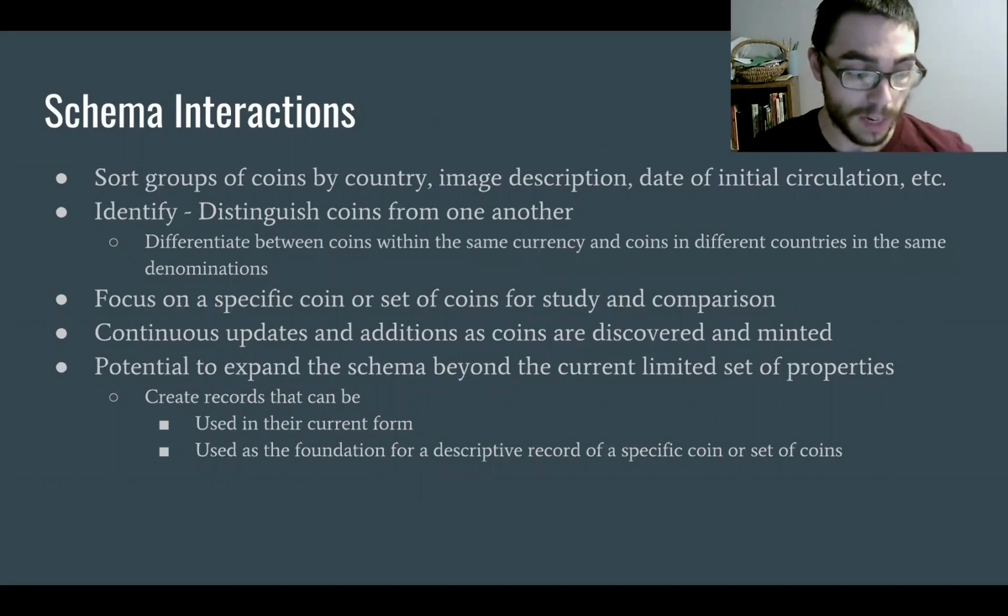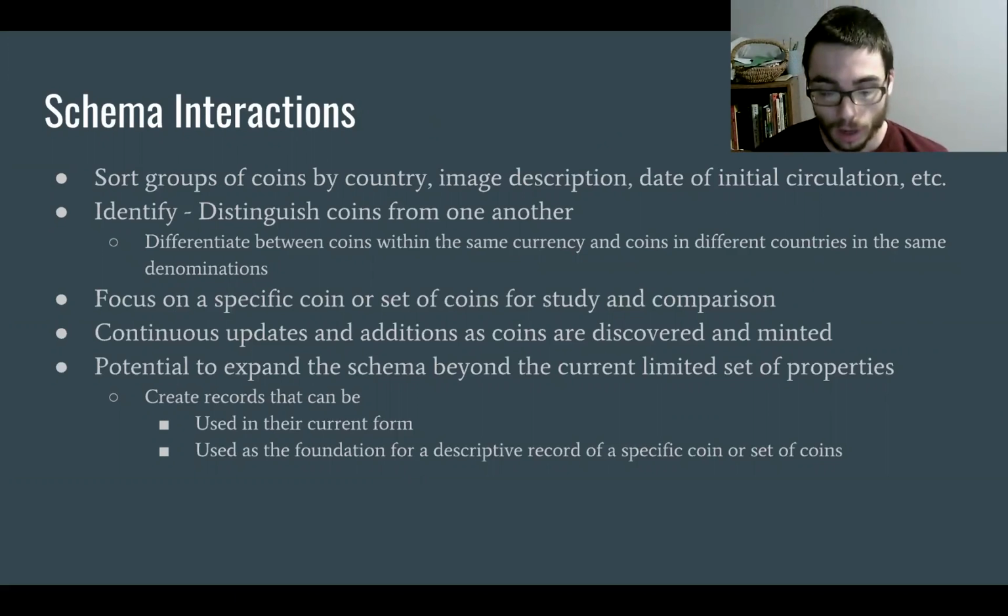The possible schema interactions that our system supports are the common ones that you find within any organizing system: find, identify, and select. The find function is expressed in the ability to sort groups of coins by country, image description, date of initial circulation, really any property. We want users to be able to organize coins in the way that they see fit, in a way that supports the interaction that they intend.